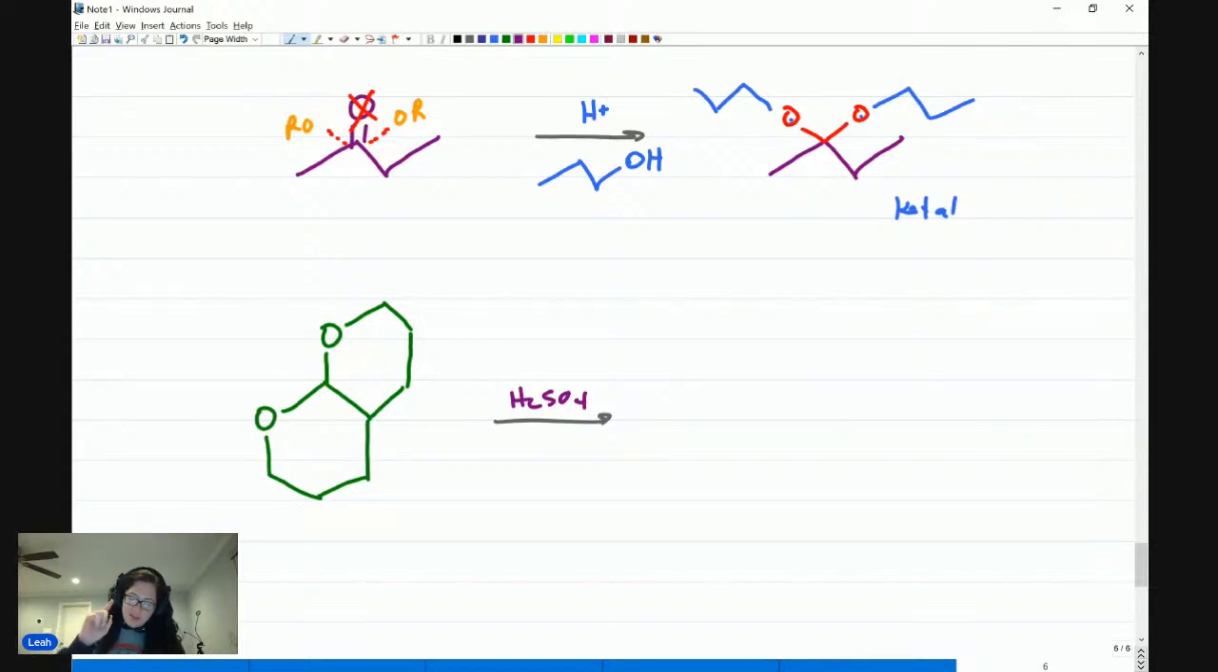Let me know in the comments if you knew that this was an acetal before I accidentally slipped that this was an acetal.